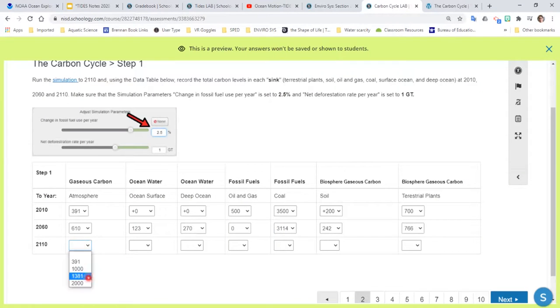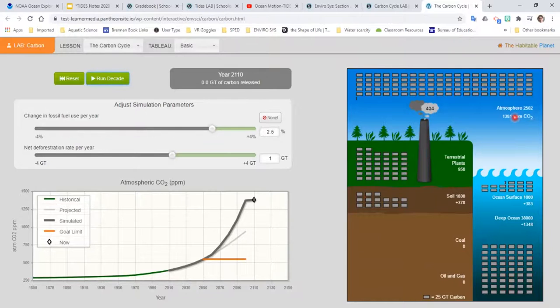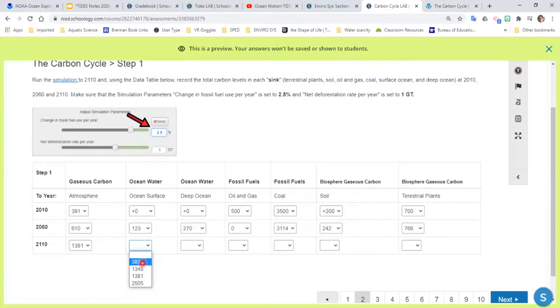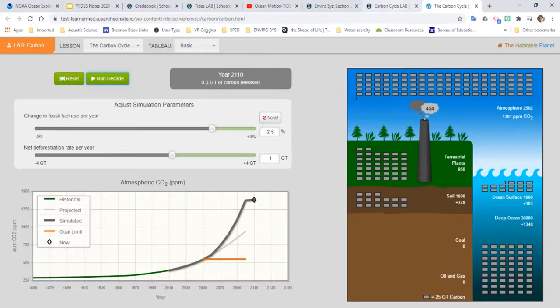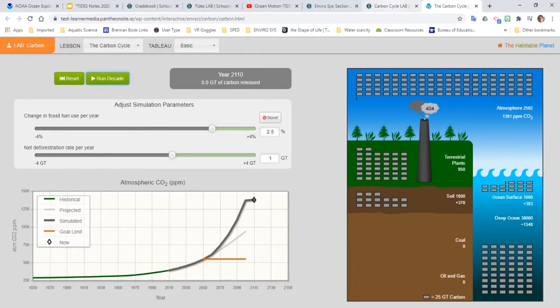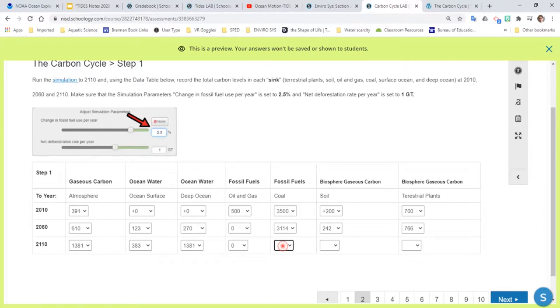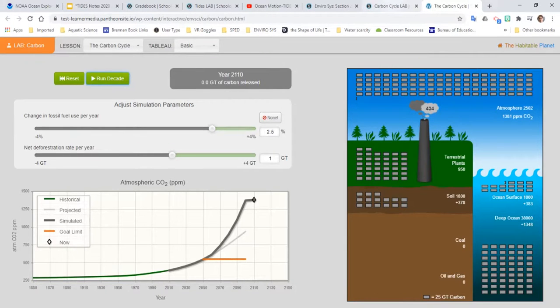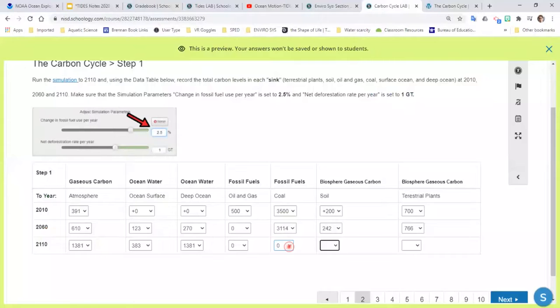So go through 1381, 303, this 13. Fossil fuels, 0, coal is down to 0. Soil has absorbed even more, plants have absorbed even more, quite a bit more. Oh, sorry.